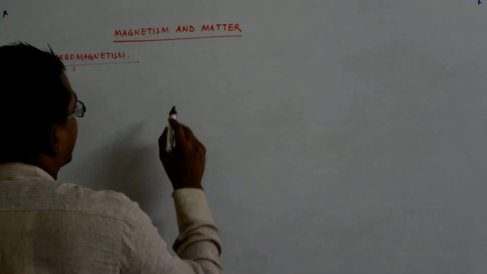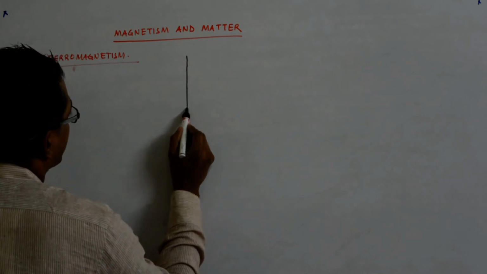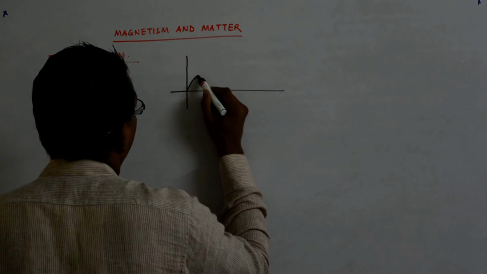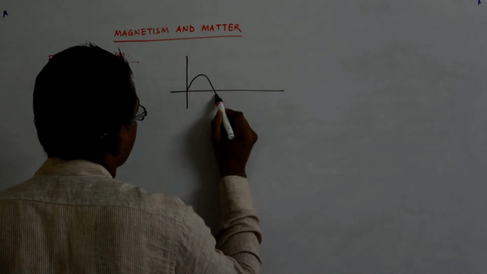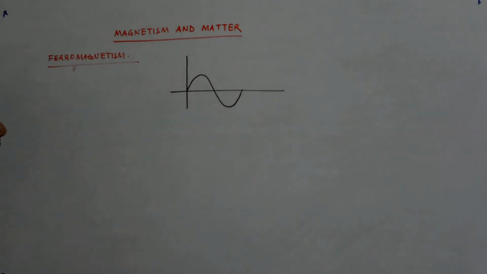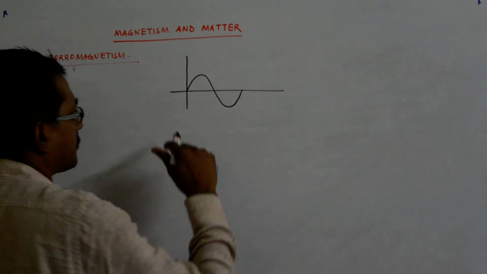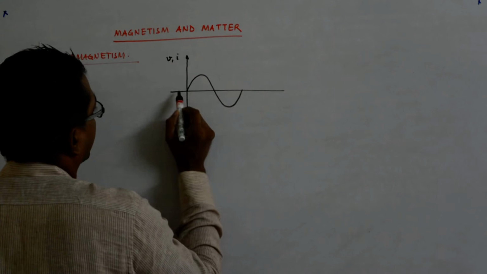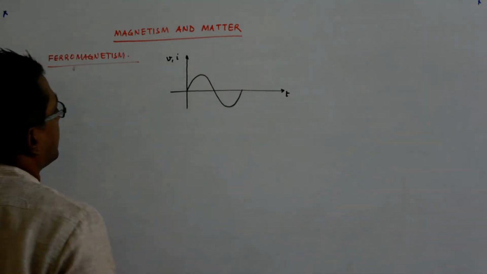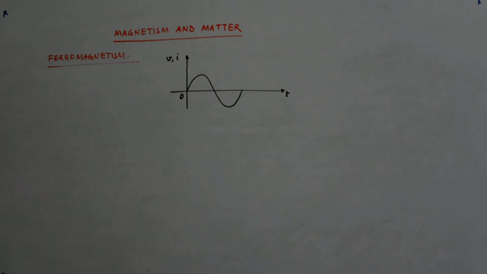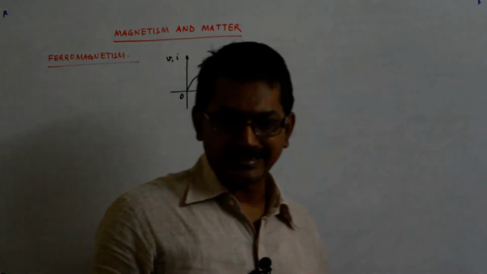AC is a cyclical variation of the current or the voltage. Yeah, it is usually a sinusoid. Okay, so this is an AC. So this may be a voltage, it could be a current, this could be time. Okay, whenever you have this kind of variation, it will be called an AC.